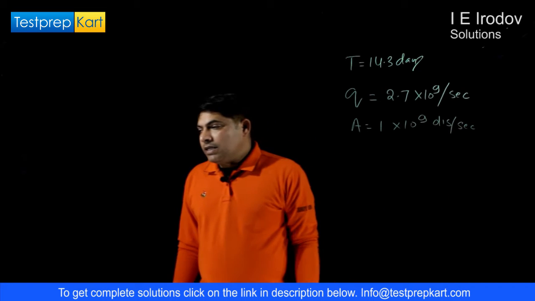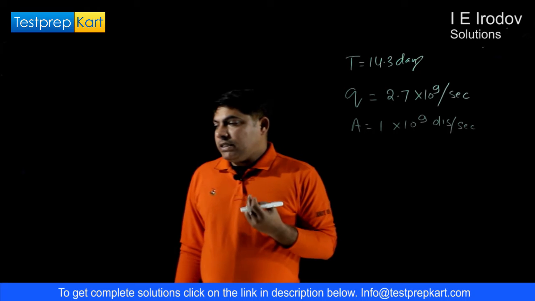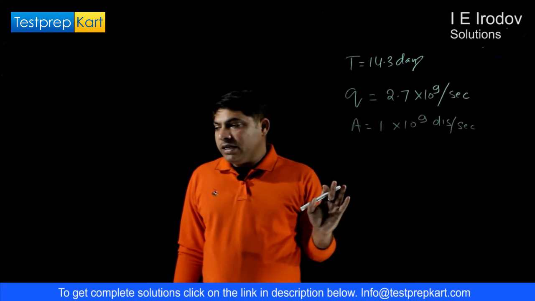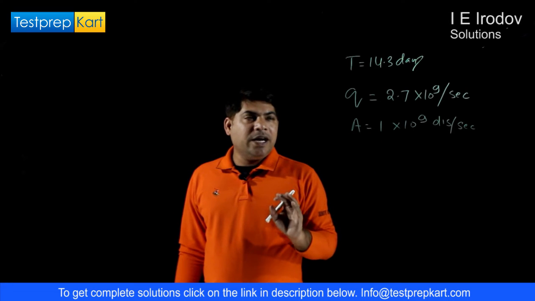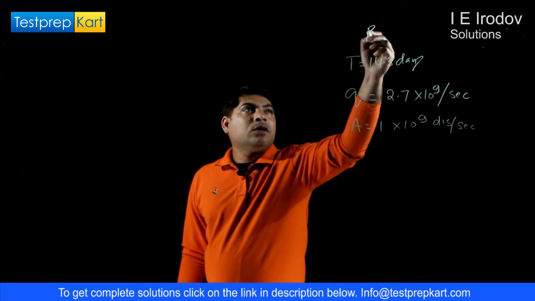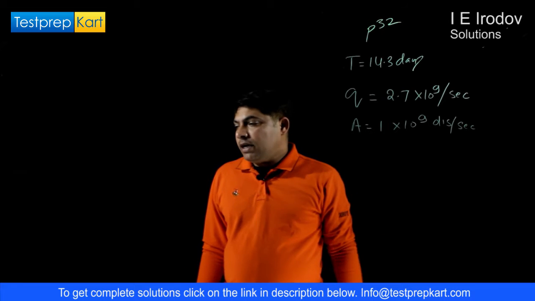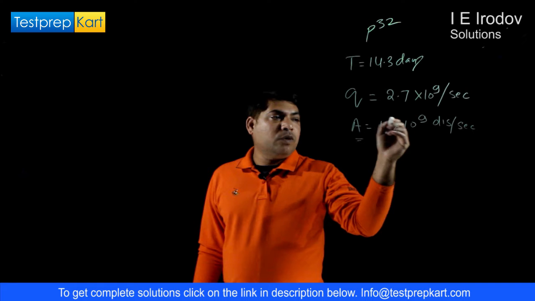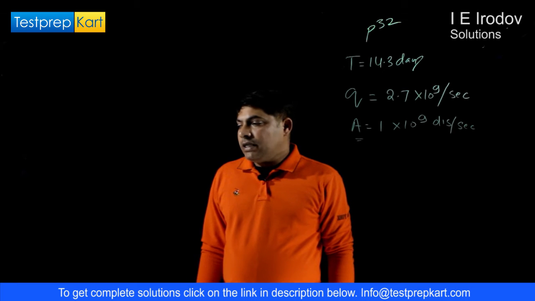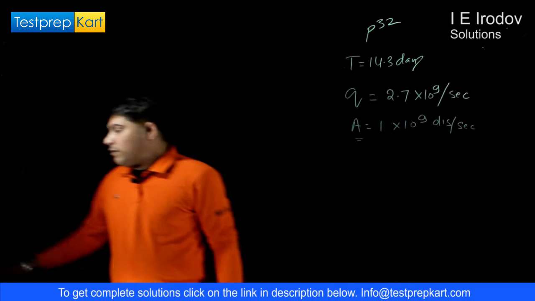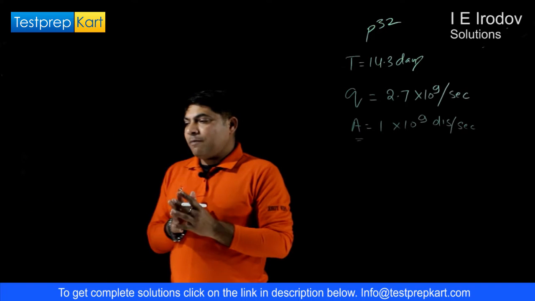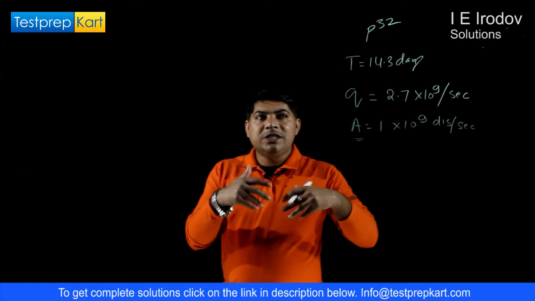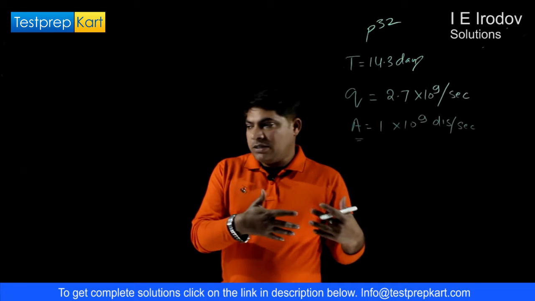Okay, so in this case the production rate is given, which is 2.7 × 10^9 nuclei per second. The half-life of this nuclide P32 is given, that is 14.3 days, and we have to find the time when activity becomes 1 × 10^9 disintegrations per second, right? So first of all, we have to find out the rate at which nucleus production is taking place.